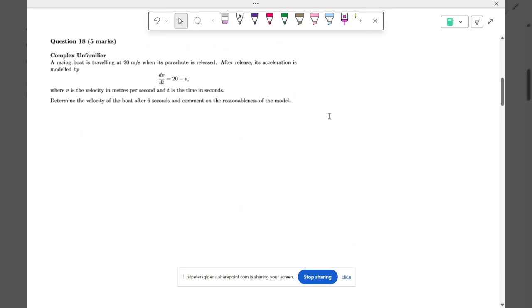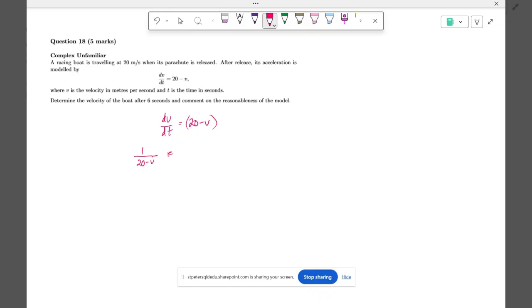Here I've got a racing boat traveling at 20 meters per second when its parachute is released. After release, the acceleration is modeled by that equation. So again, it's an equation where I've got the derivative, so I want to go ahead and find the other expression. Again, this one's interesting because the derivative of v in terms of t, rather than an equation in terms of t like we'd usually expect, actually has the equation in terms of v, which is unusual. So we need to do the same trick that we did in the last one. I want to get my v on the other side with my dv, so I'm going to make it 1 over 20 minus V.